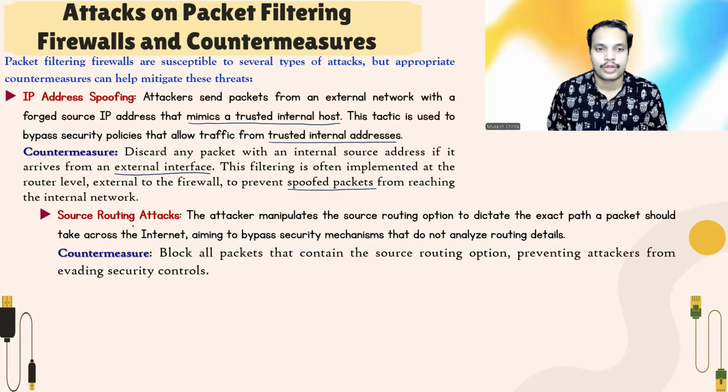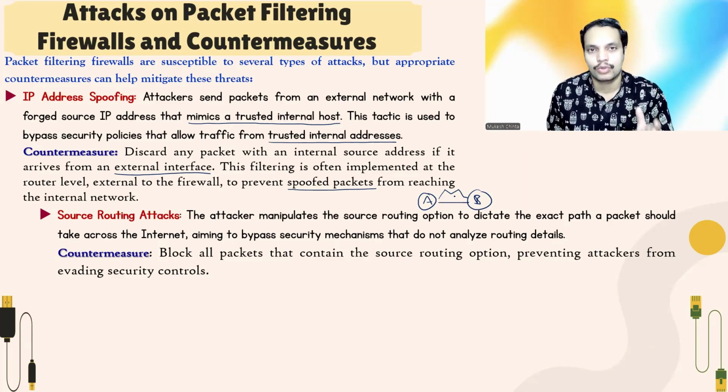The next one is the source routing attack. What do you mean by source routing? There is an option in the IP header where the source can select the strict source routing option. The attacker manipulates the source routing option to dictate the exact path a packet should take across the internet. That means if you want to send a packet from source A to destination B, you can suggest the path that the packet should take to reach the destination. If you are an attacker, you can use this option to manipulate the path in such a way that it bypasses the security mechanisms, or you can take an alternative path which might not go through the firewall. So the source routing attack aims to bypass the security mechanisms that do not analyze the routing details.